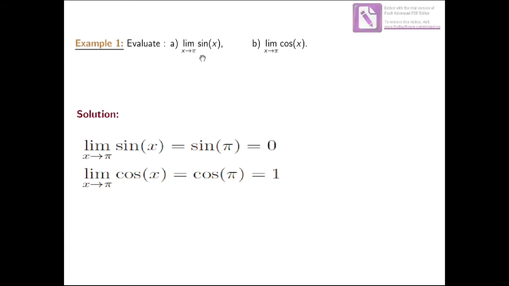So we have an example 1. Evaluate A. Limit of sine x when x approaches pi. B. Limit of cosine x when x approaches pi. So for sine and cosine and tan and all the trigonometric functions, if you want to find the limit, just replace x by whatever the value is here. So limit of sine x when x approaches pi is the same as sine pi, which is equal to 0. Similarly, limit of cosine x when x approaches pi is cosine pi, which is equal to -1. So just replace x by the value, and what you get is the limit of your function.